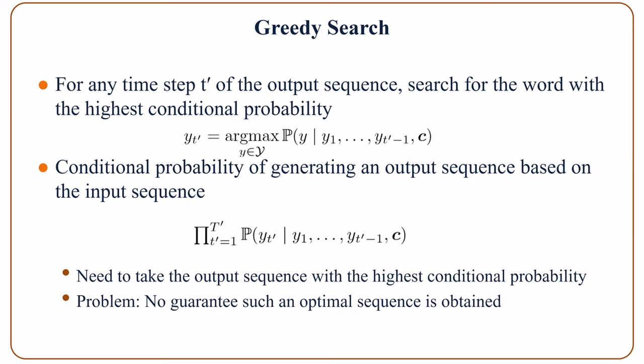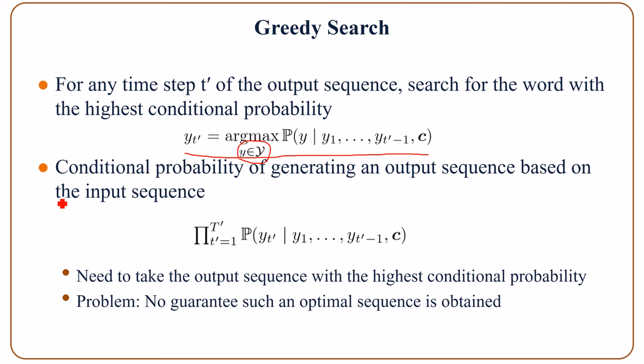For any time step t prime of the output sequence, we search for the word with the highest conditional probability. So what we would do is that we search for the word in the dictionary to find the one with the highest conditional probability, and then keep continuing that way until we get the EOS symbol, end of sequence symbol, or until the output sequence reaches the maximum length.